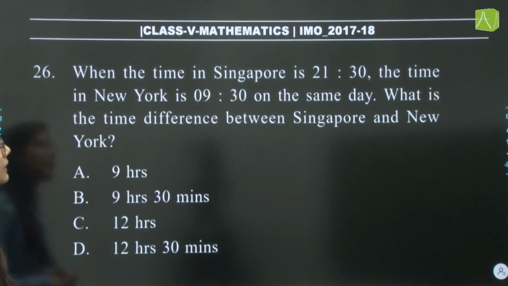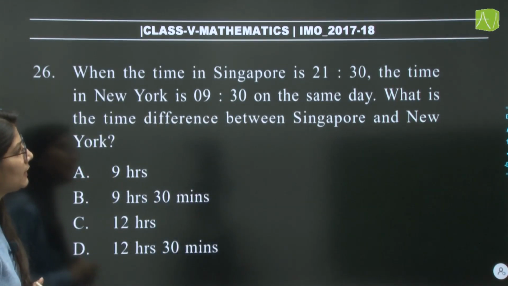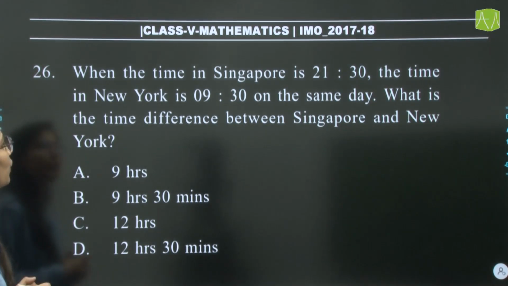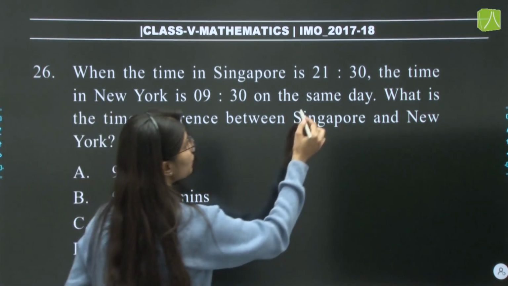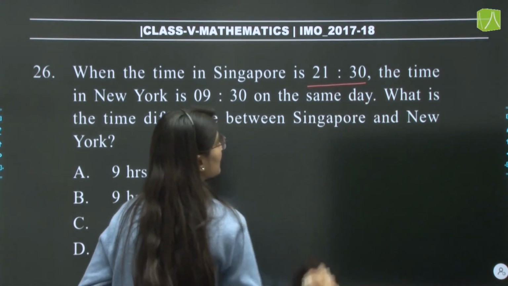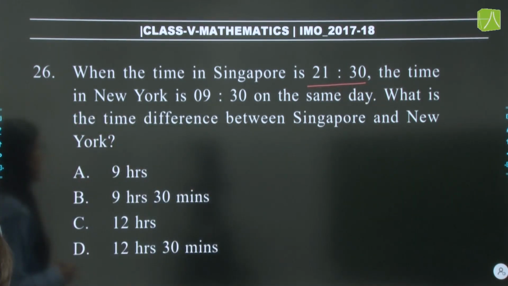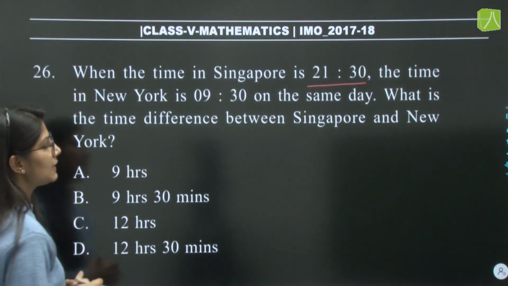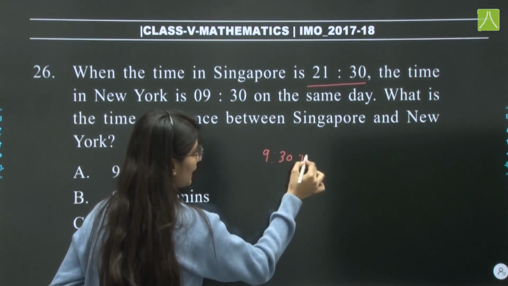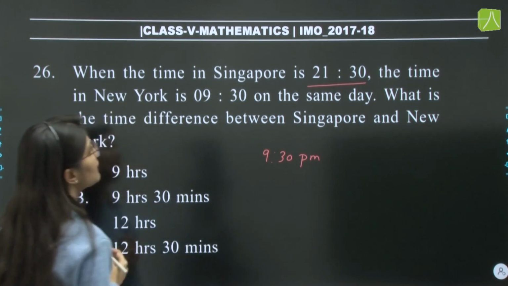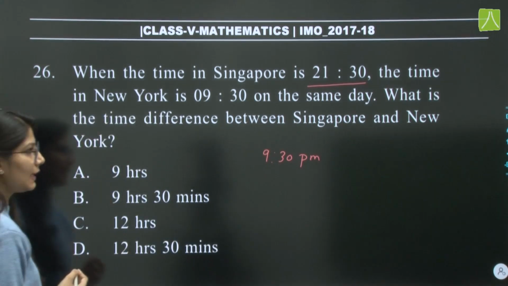When the time in Singapore is 21:30, the time in New York is 9:30 on the same day. What is the time difference between Singapore and New York? So if you check the time in Singapore, this is 21:30. This is the time in a 24-hour clock. So 21:30 is nothing but 9:30 PM, and this 9:30 is nothing but 9:30 AM.